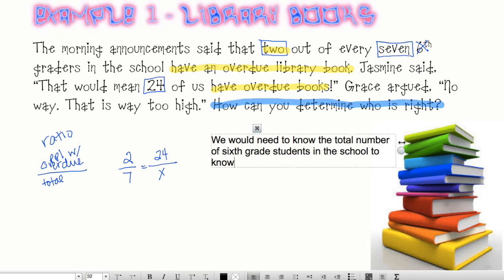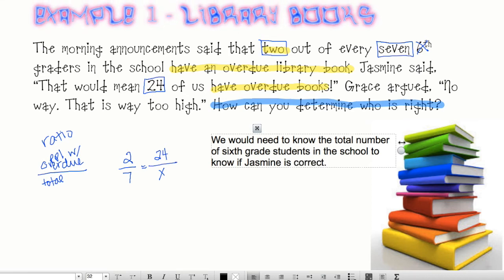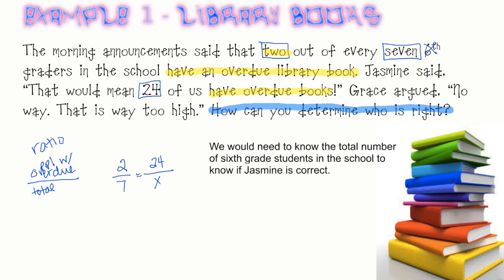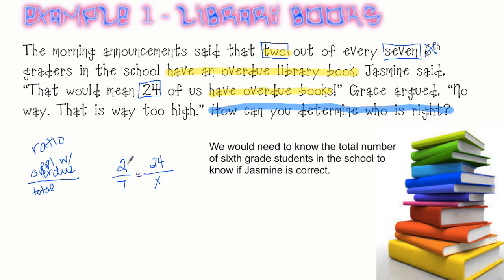To know if Jasmine is correct. Okay, because in order to figure out if these are equivalent, we're not trying to find the missing piece, we're trying to figure out if... since we know that 2 times 12 gives us 24, we would have to know if whatever x is, if 7 times 12 gave us x. And we don't know that because we don't know x.